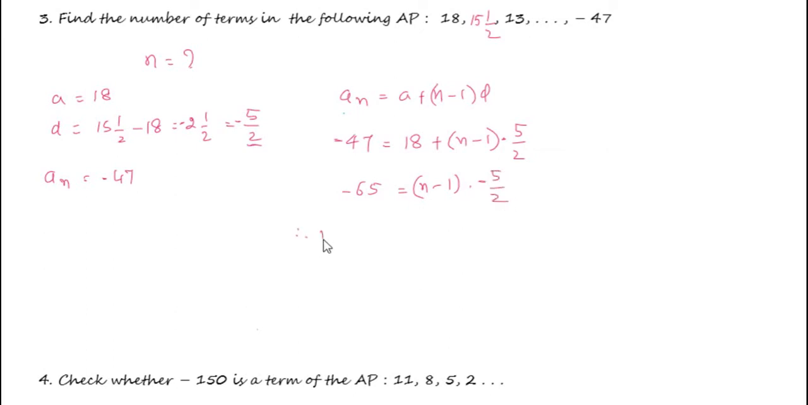Therefore, n minus 1 equal to minus 65 into 2 by minus 5. So minus minus becomes plus, 5 13s are 65, so this is 26. Therefore, n equal to 27. So the number of terms in this AP is 27.